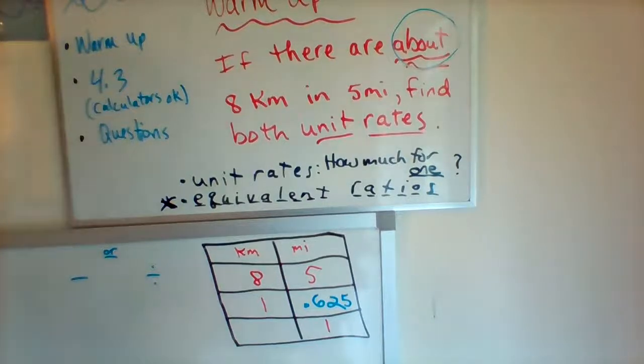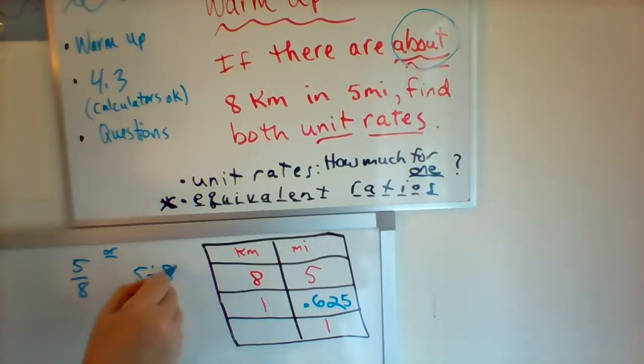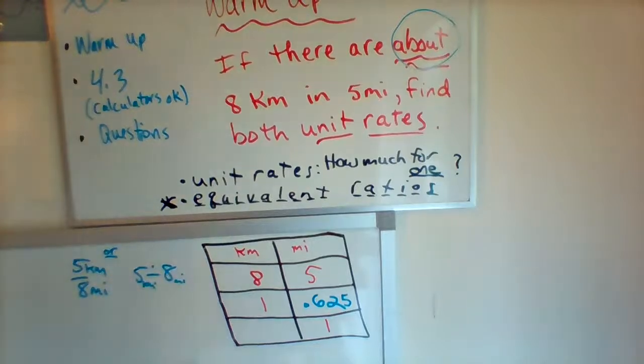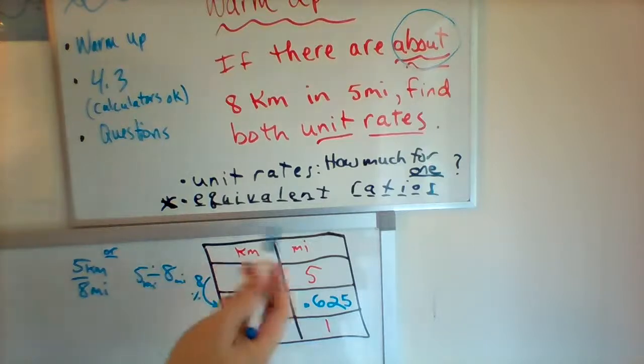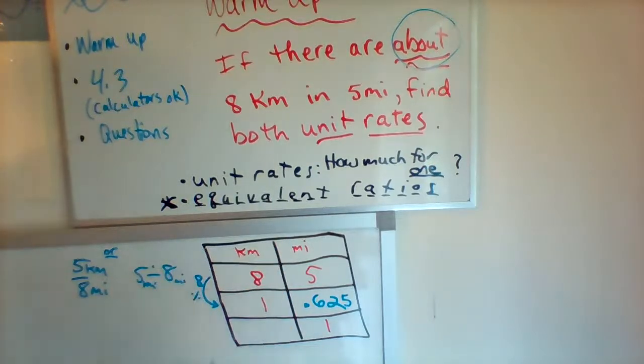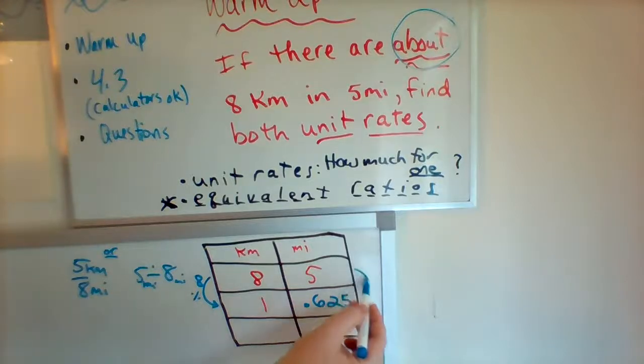5 miles divided by 8. That would mean 5 divided by 8 or 5 divided by 8. And you can say kilometers, miles, kilometers, miles. Okay. Now, if that's true, let's test it out using the table. How do I get from here to here? I would divide by 8, right? And for equivalent ratios, you're supposed to be dividing or multiplying by the same thing over and over again.